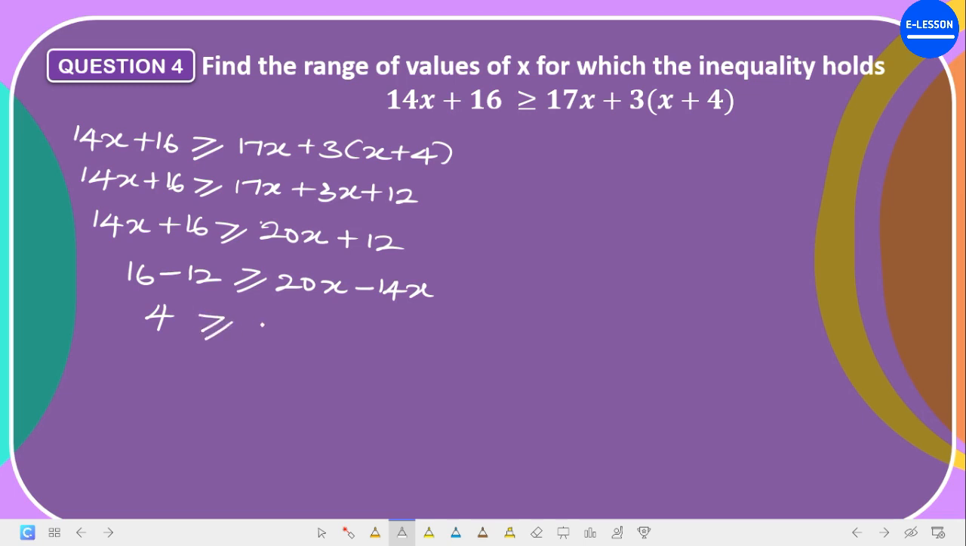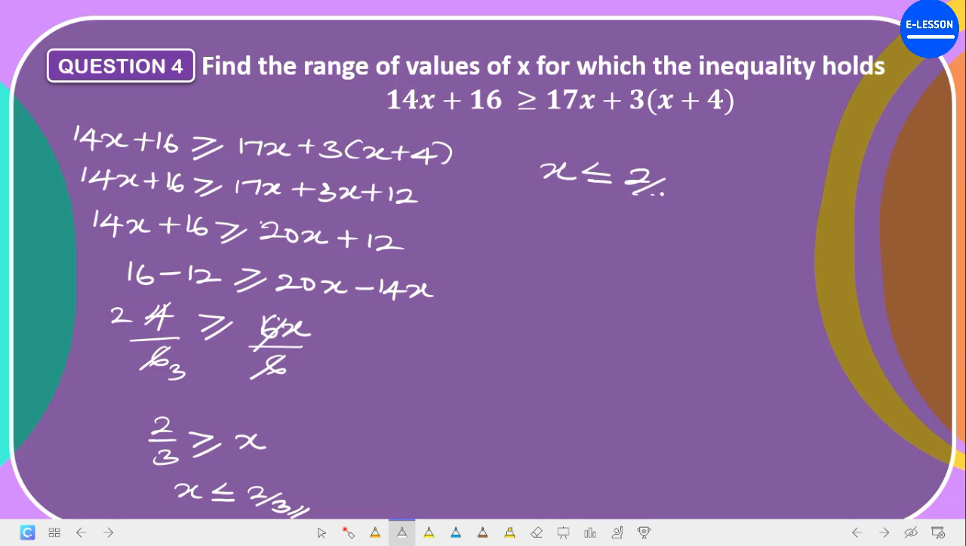Then 20x minus 14x is what? It is 6x. So at the end of the day, divide both sides by 6. This cancels this, this cancels here, 2 goes into here 3. So 2 over 3 is greater than or equal to what? x. And x is less than or equal to 2 over 3. So your x is less than or equal to 2 over 3.